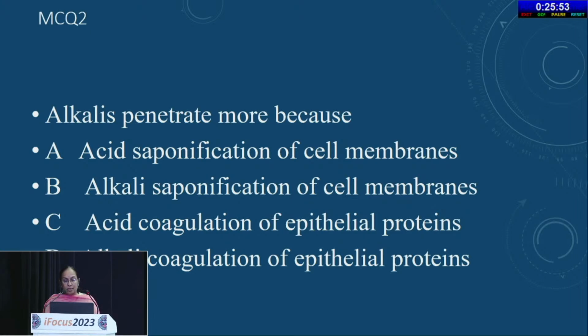My MCQ is, the alkalis penetrate more because A, acid saponification of cell membranes, B, alkali saponification of cell membranes, C, acid coagulation of epithelial proteins, and D, alkali coagulation of epithelial proteins. So this is the second MCQ.